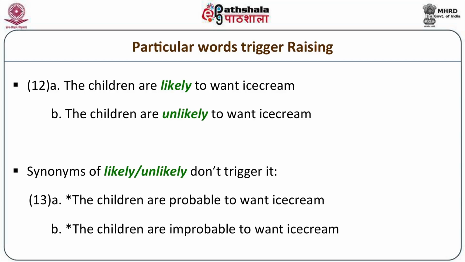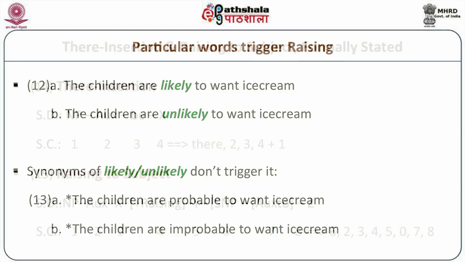For example, the adjective likely and its antonym unlikely trigger raising to subject. You get these children are likely to want ice cream, or these children are unlikely to want ice cream. But the synonym of likely, probable, does not trigger raising to subject. So you cannot say these children are probable to want ice cream. You also cannot say these children are improbable to want ice cream. These sentences are quite bad. The verb seem also triggers the process, as we have illustrated earlier. These children seem to like ice cream.